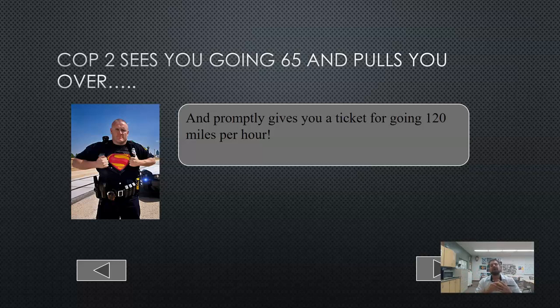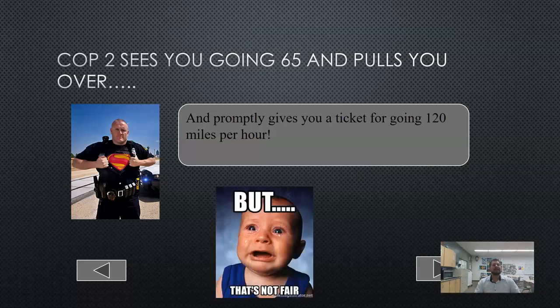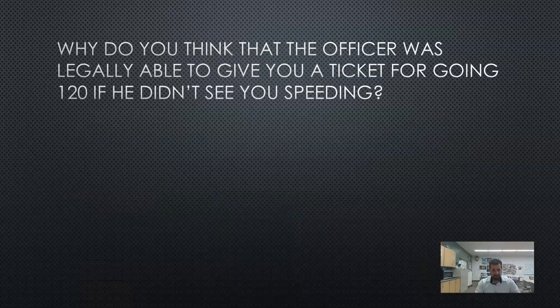And he says, you know what? I am giving you a ticket for going 120 miles per hour, even though I did not see you doing that. Now, you're like, okay, that's not fair. You didn't see me doing it. There's no way, if you didn't see me going 120, that you can give me a ticket for going 120. Now, this is actually not to this extent, they wouldn't be that far apart, but highway patrolmen actually do this from time to time.